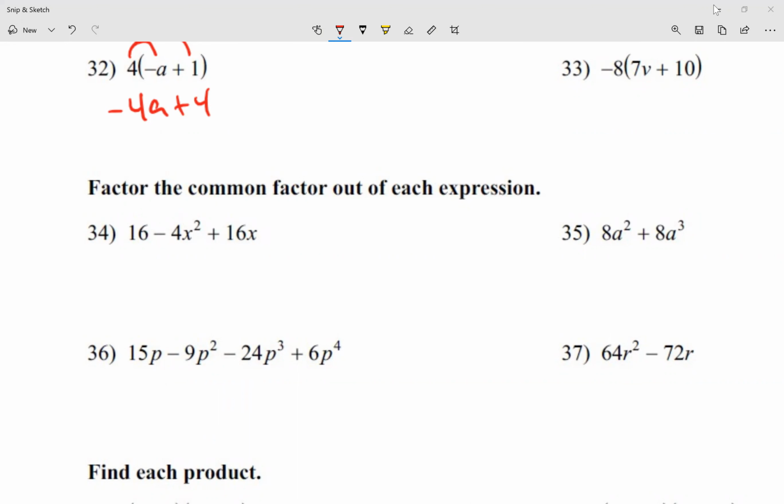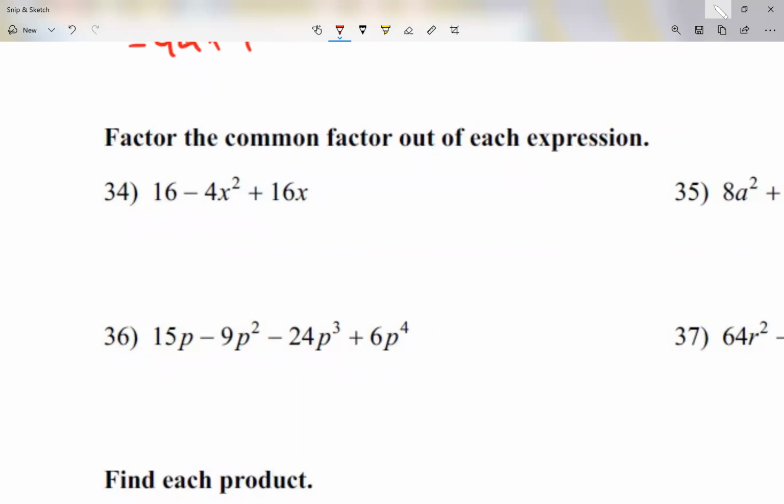First of all, I look at my numbers, 4, negative 4, and 16. And then I ask myself, what's the biggest number I can divide them by? In this case, I know I can divide them all by 4. And then I look at letters. Do they all have letters? In this case, they don't. But if they do, I can take letters out as well. So in this case, I'm just going to divide by 4.